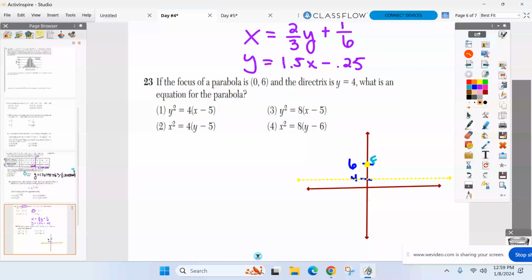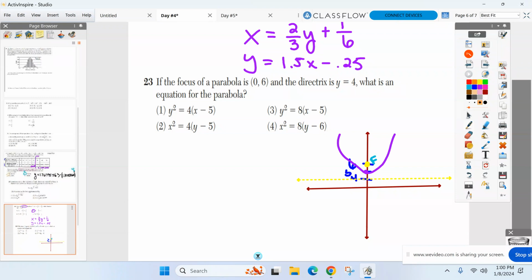So where is my vertex? Halfway in between. Hey, look, if I do 8, it's not even between them. The vertex is in between the focus and directrix, halfway in between. So it should be 5, right? So it should probably look something like that. But I know the vertex is 0,5. Oh, well, there's a lot of 5s here, so I can't really eliminate anything. But which one of these 4 has a vertex of 0,5?